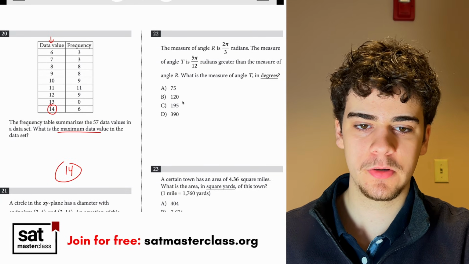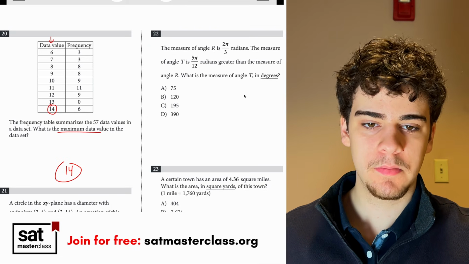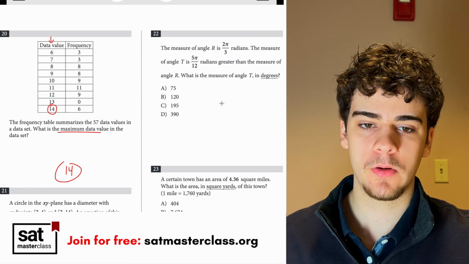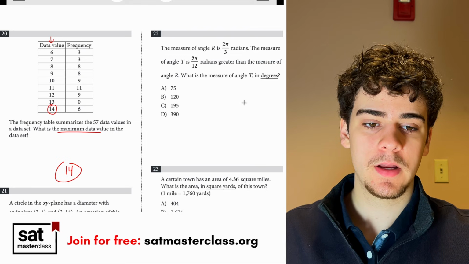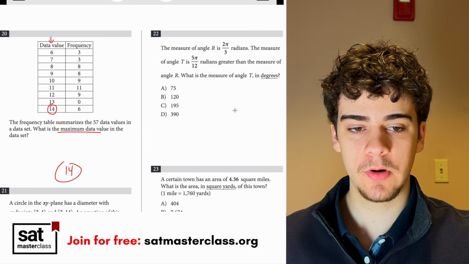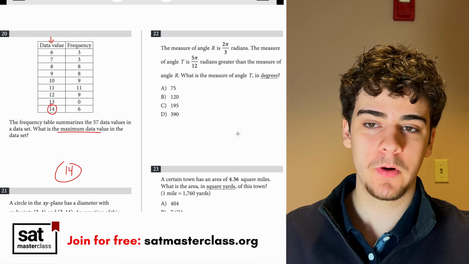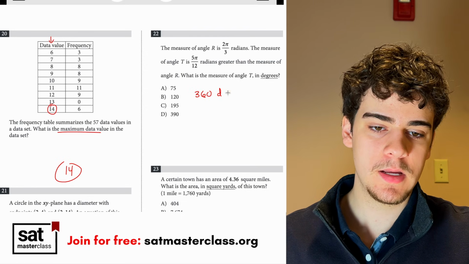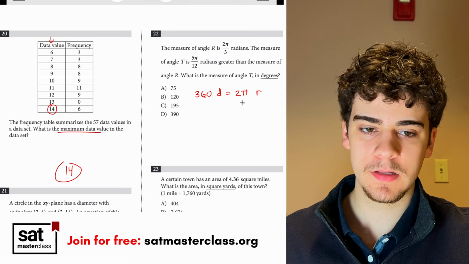Okay, question 22. The measure of angle r is 2π/3 radians. The measure of angle t is 5π/12 radians greater than the measure of angle r. What is the measure of angle t in degrees? All we're doing here is converting from radians to degrees. If you frequently forget how, just remember that 360 degrees, I'll call it d, equals 2π radians.